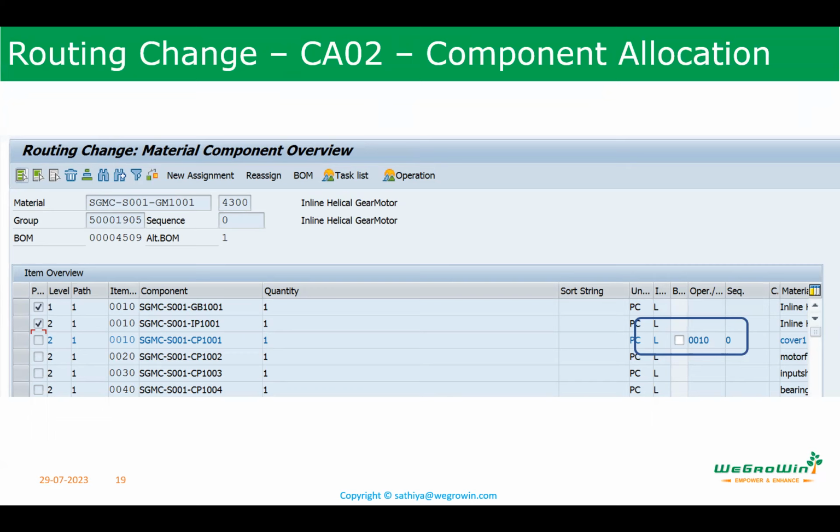Component assignment is in that particular product, there is a BoM. In BoM, you have some 5-10 components. By default, all these components would have been assigned to the particular first operation. And I want to change them to the second operation or third operation. That is what you are doing in the component allocation.